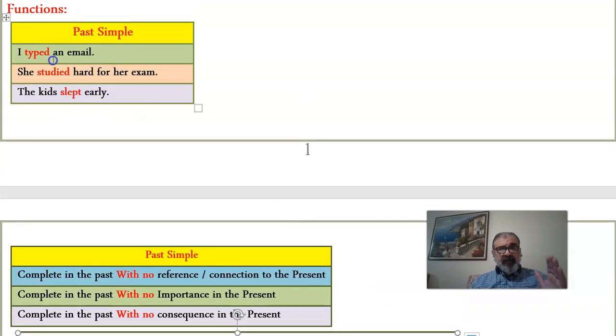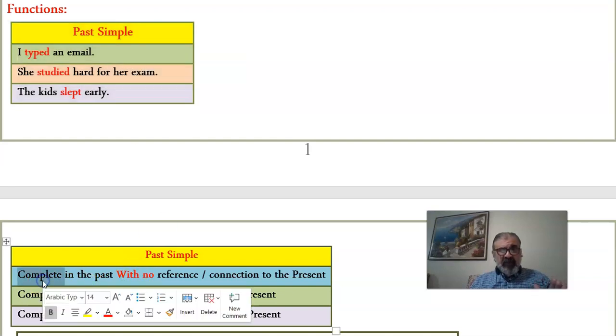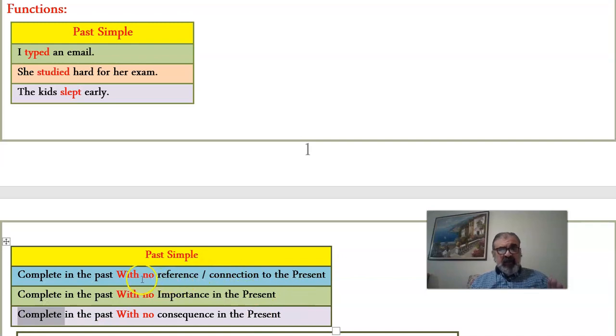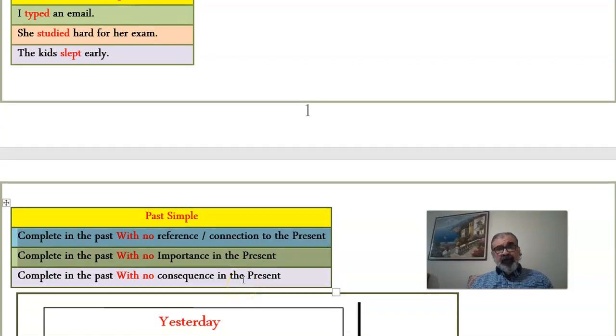Therefore, I typed an email, she studied hard, the kids slept early. All these are past simple sentences. They are all complete actions. They all have complete actions in the past, but with no reference or connection or consequence or importance in the present. Therefore, if you figure out the meaning, when I say the kids slept early, you know what that means? That they are doing something else right now.